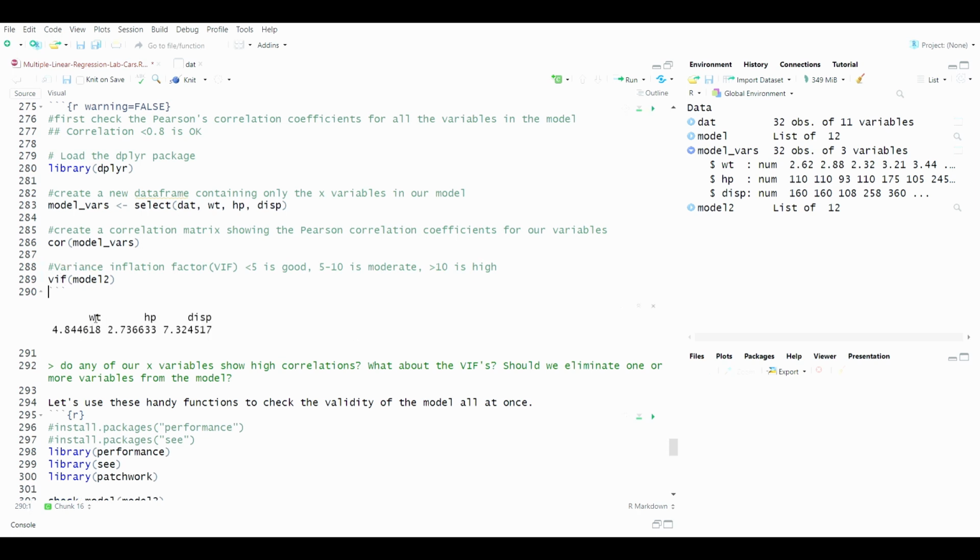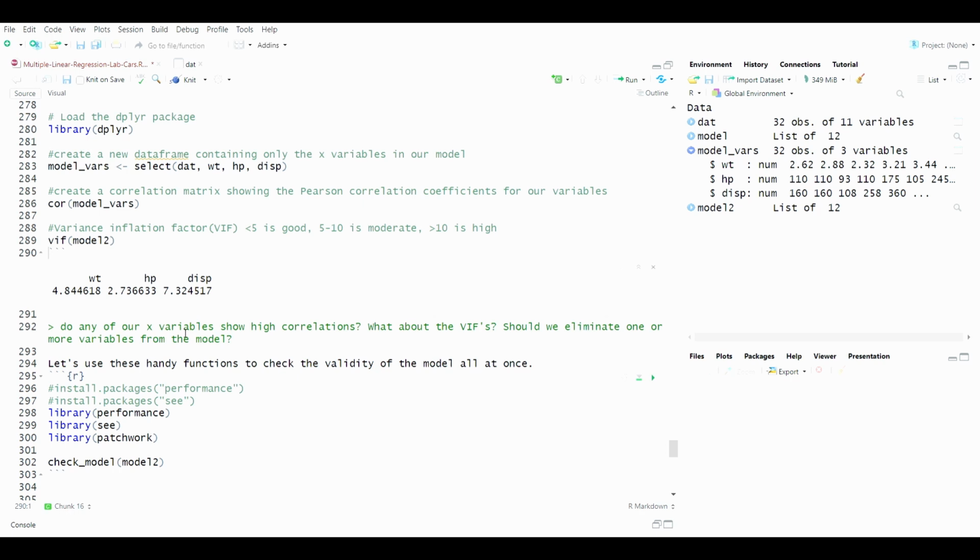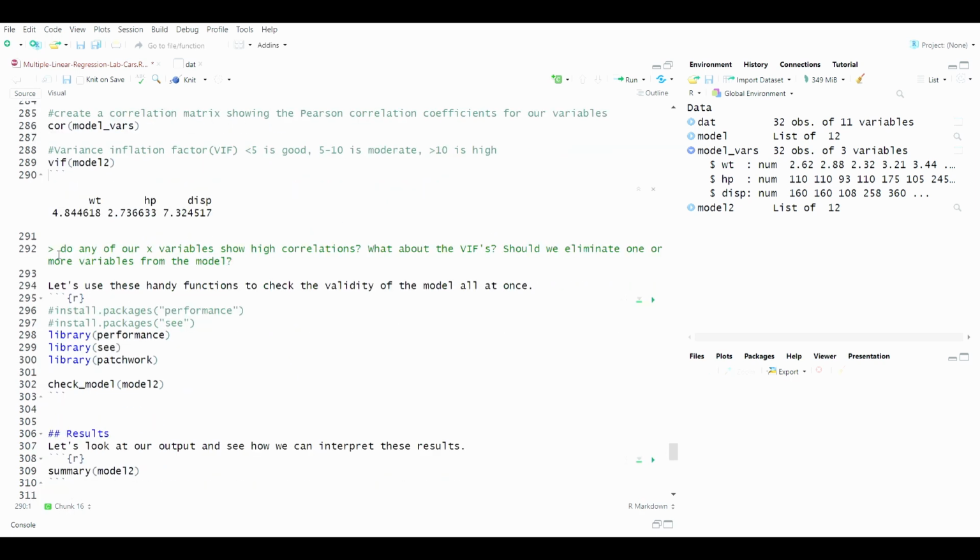We run that, and then we can see the VIF for weight is 4.8. That's well less than 5, so that's okay. For horsepower, it's 2.7. Again, well less than 5, no problem. For displacement, it's 7.3. That's higher than 5, but it's still less than 10, so we probably are okay keeping this in the model, although when we do some model selection later on, we might decide to exclude this variable. Scrolling down, answer this question.